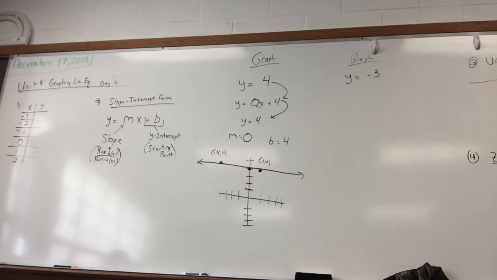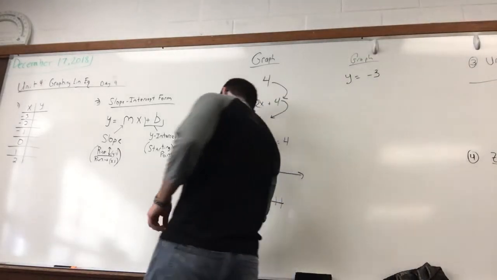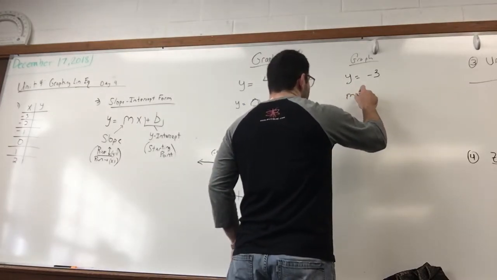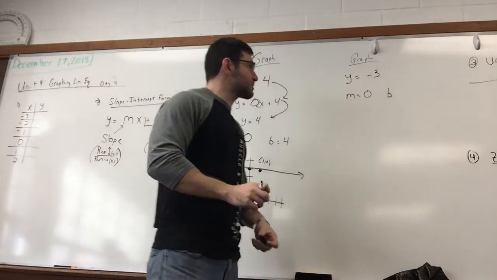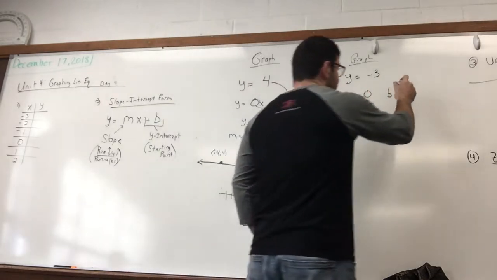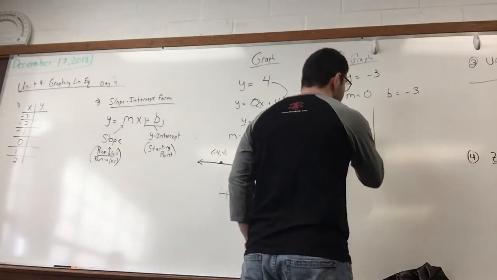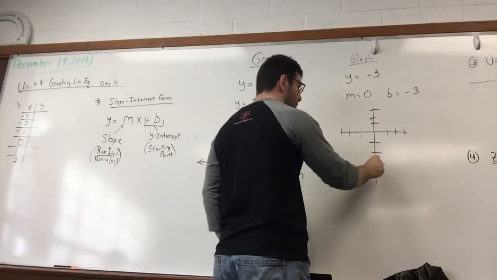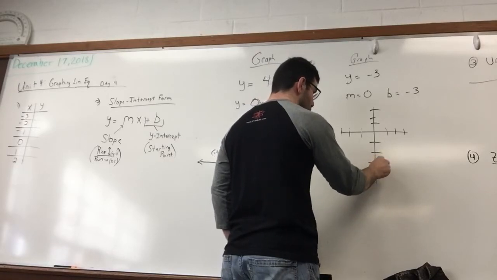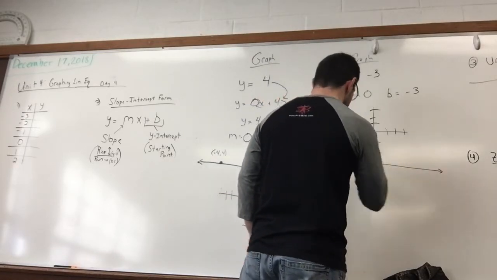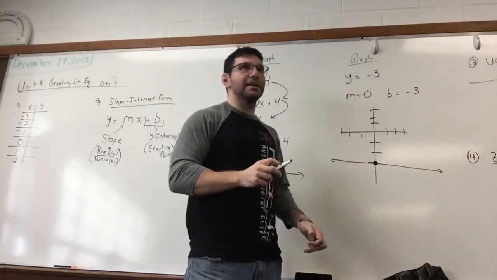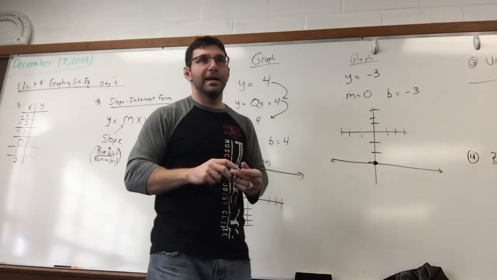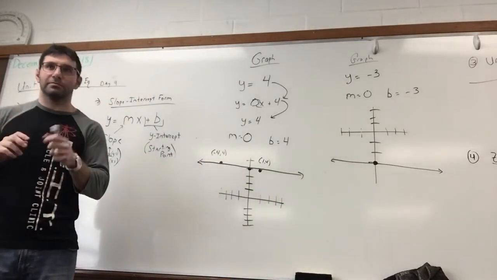Okay, so, Maddie, what is my slope for y equals -3? 0. Yeah, there is no x value, so m is 0. Carly, what's my y-intercept? -3. So when I graph this, 1, 2, 3, start off at my y value. If it's y equals, it's directly across because everywhere on that line, my y value is -3. Questions there?